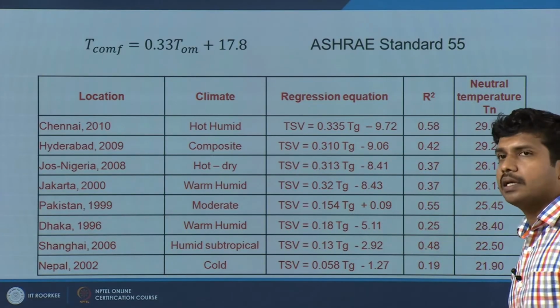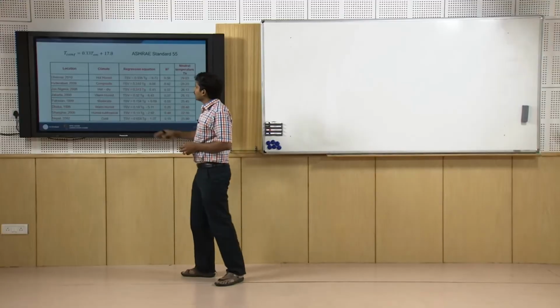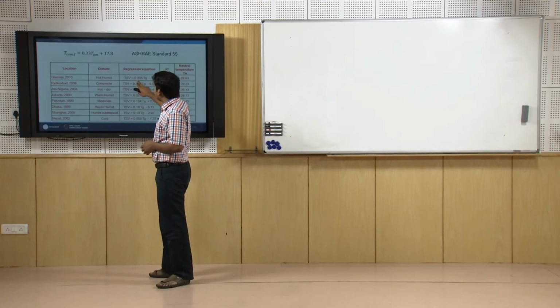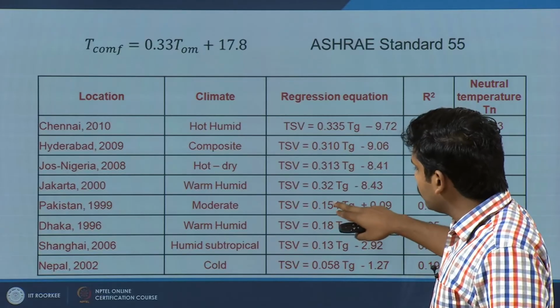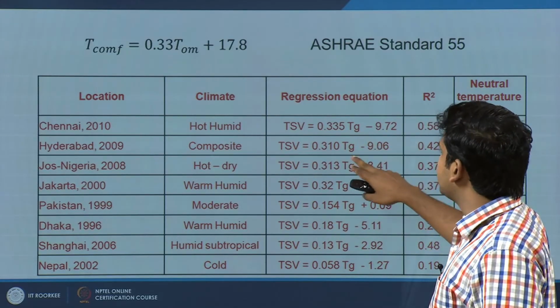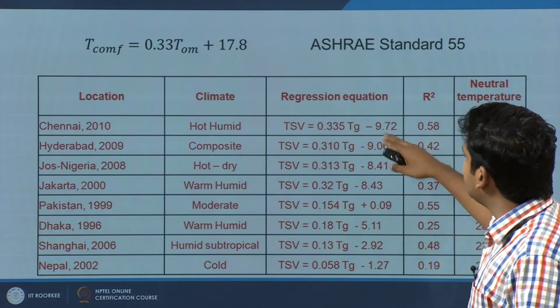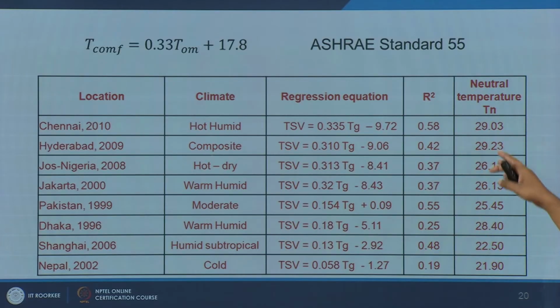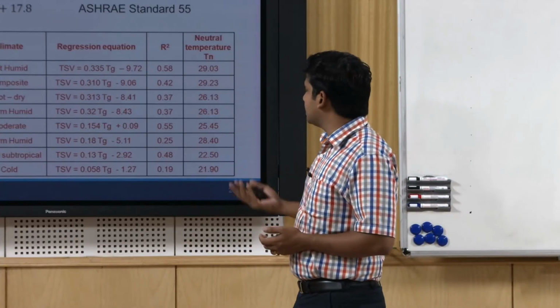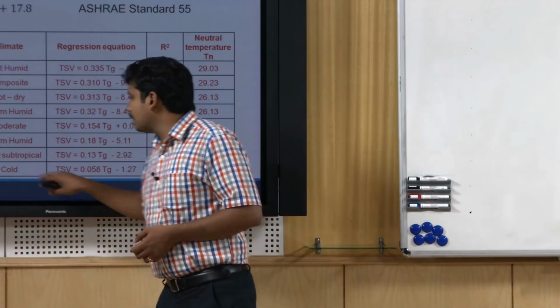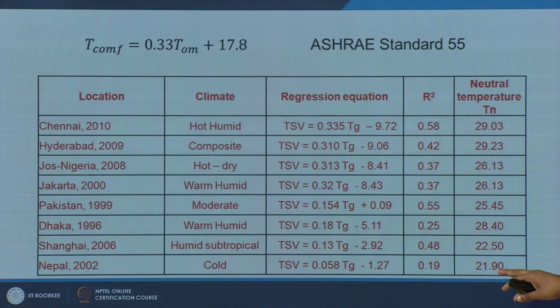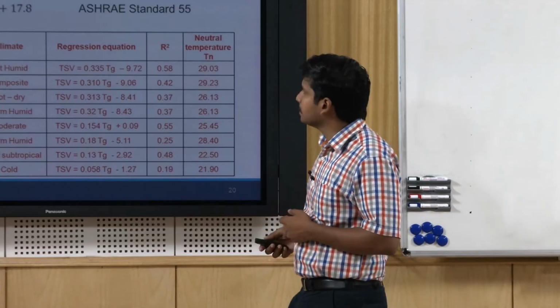There are more studies. This is not a total list of the whole thing, and each one of it more or less, if you see, is like 0.3, 0.15 or close to 0.2 of globe temperature. Most of these studies I have collected were based on globe temperature, plus or minus some variable, and the neutral temperature also we find is considerably different. For example, if you take a colder climate like Nepal, the neutral temperature was around 22 degrees. On the contrary, in a composite climate or a hot humid climate, you find neutral temperature as high as close to 30 degrees, 29 degrees precisely.